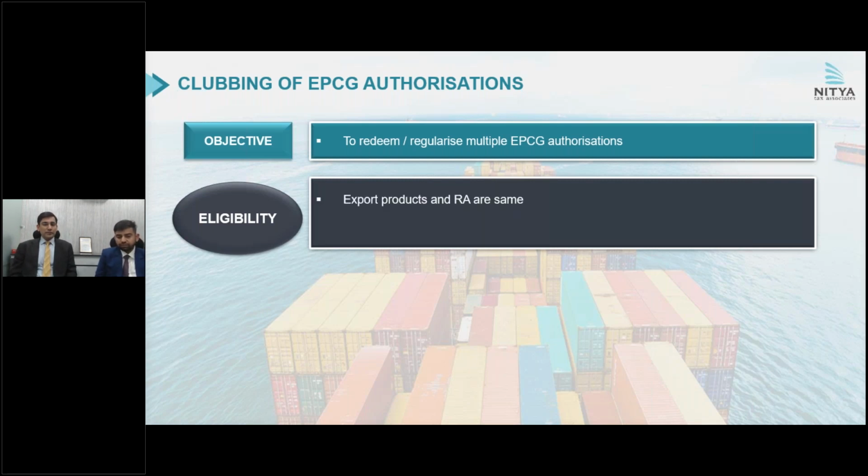And the persons eligible for the same, like export products and regional authority, must be the same. And export of the alternative goods and services are also considered for the EO fulfillment.